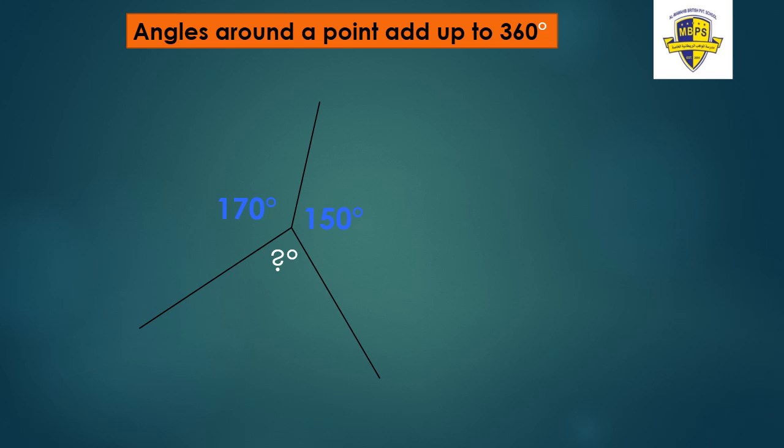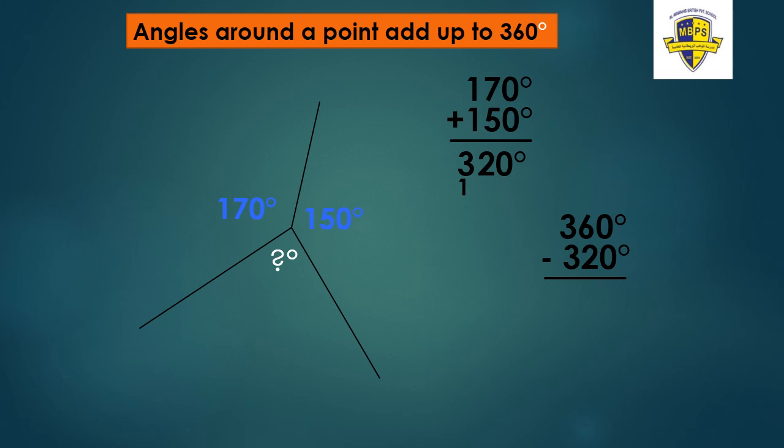First you have to add 170 plus 150. 0 plus 0 is 0, 7 plus 5 is 12, and 1 plus 1 is 2, plus 1 is 3. So this is 320. Now we say 360 minus 320 equals 40. So the missing angle here is 40 degrees.